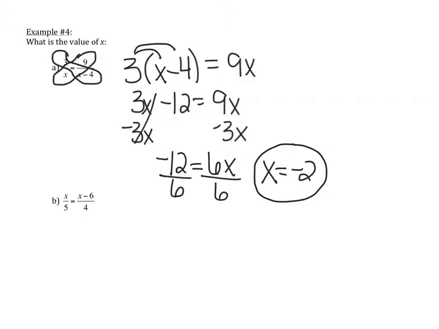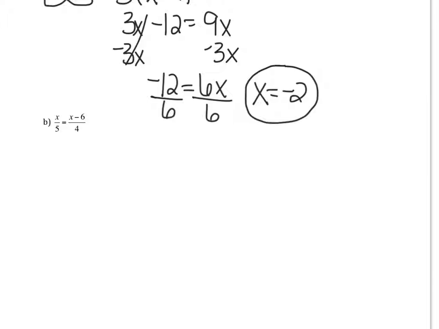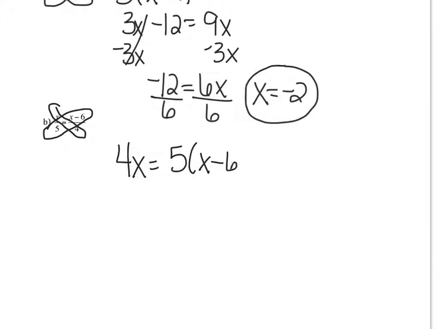Let's look at part B. x over 5 equals x minus 6 over 4. So just like before, we're going to cross multiply. So we're going to take the x times the 4 and the 5 times the x minus 6. And remember, I'm going to take 5 times that whole expression x minus 6. So I'm going to need to put parentheses around the x minus 6. So first we have x times 4, or just 4x, and then 5 times parentheses x minus 6, because I have to take the 5 times the x and the minus 6.